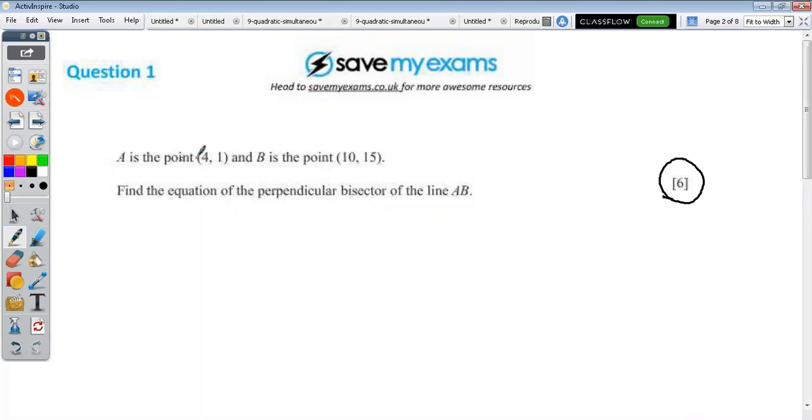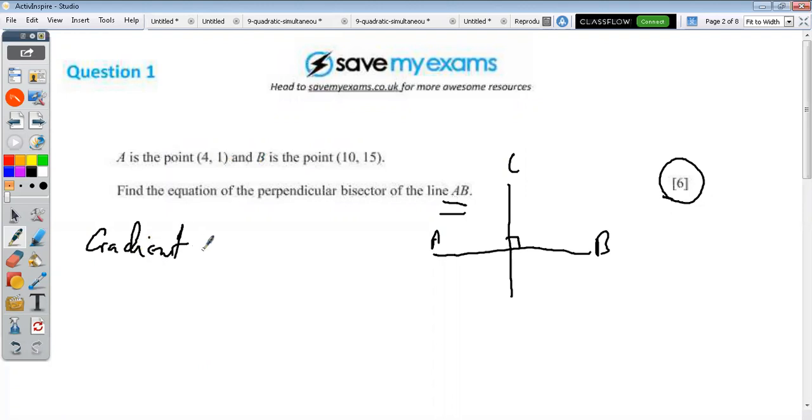So I have a point A and a point B. Find the equation of the perpendicular bisector of AB. So this is A, this is B, but what I want is the equation of this line, which is at 90 degrees. The first thing, we can do it in different ways, is to find the gradient of AB. Hold on.